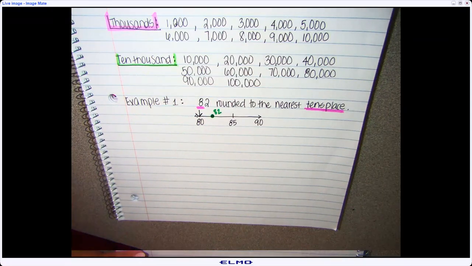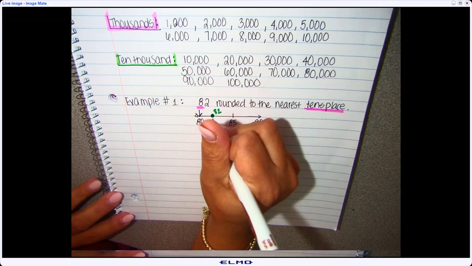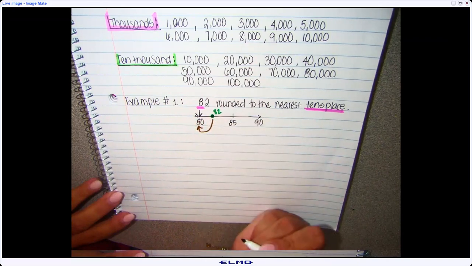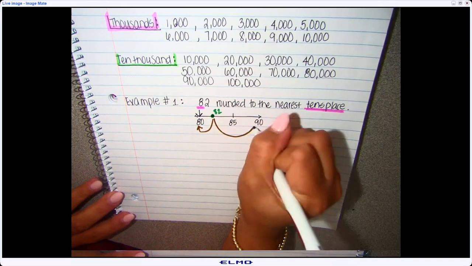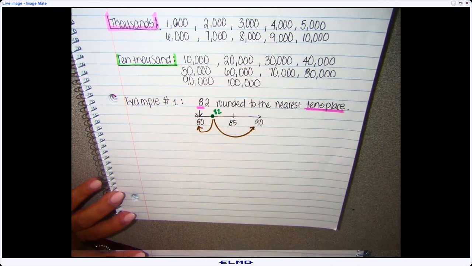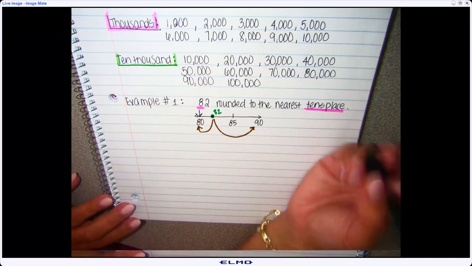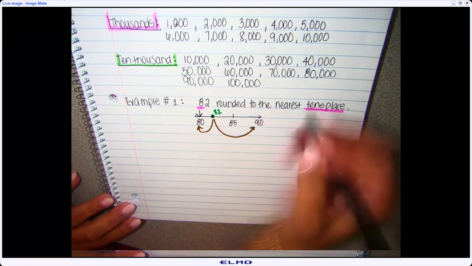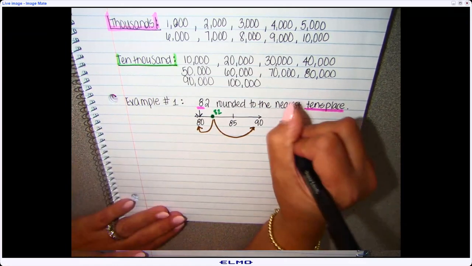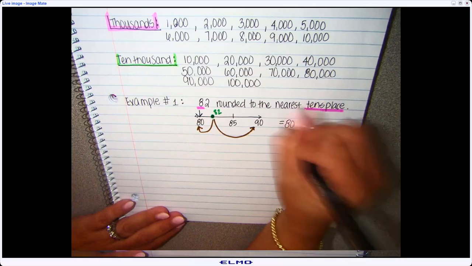Now, I'm going to think back to my little frog days. And the 82, I'm going to see, is it closer to the 80 or is it closer to the 90? Well, which one is it closest to? 80. The tens place that it is closest to is the 80. So 82 rounded to the nearest tens place is 80.